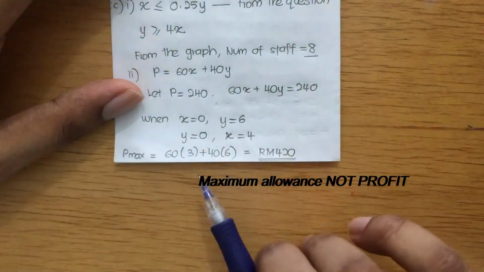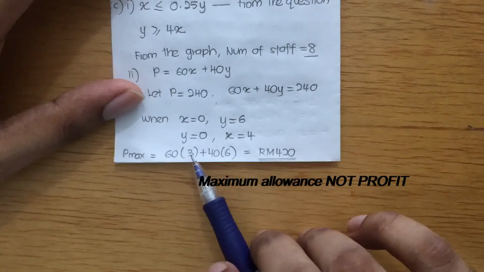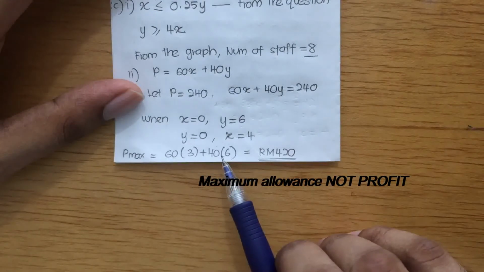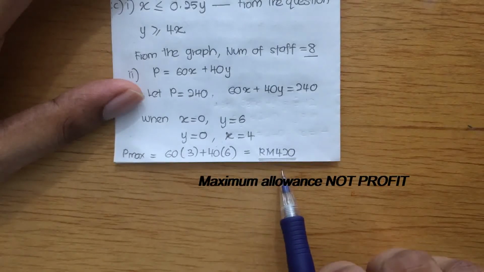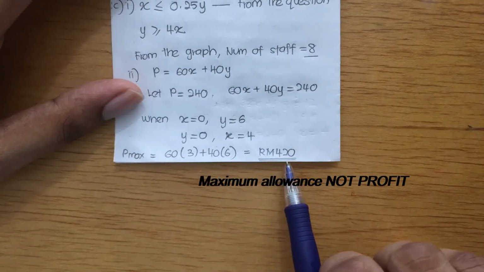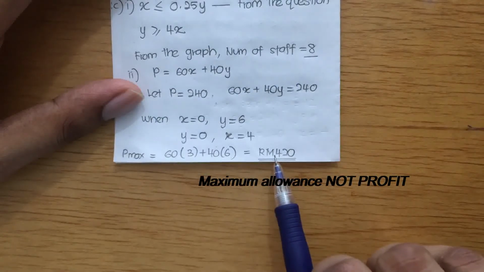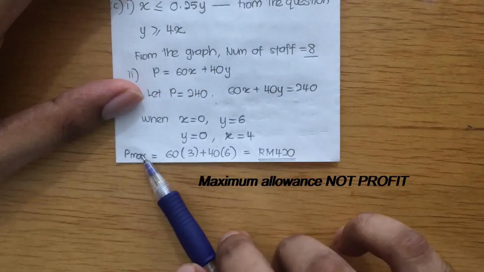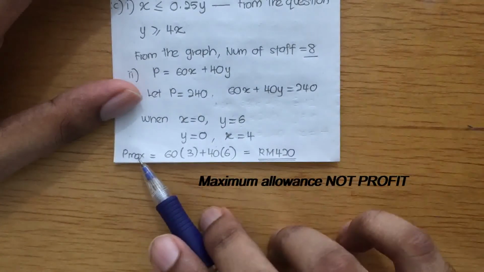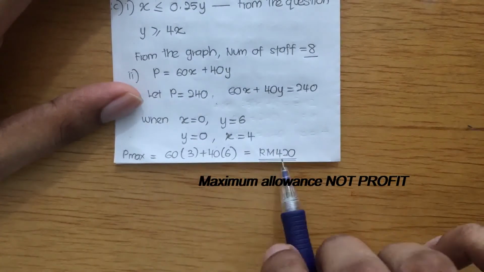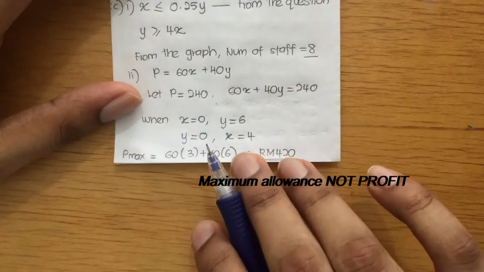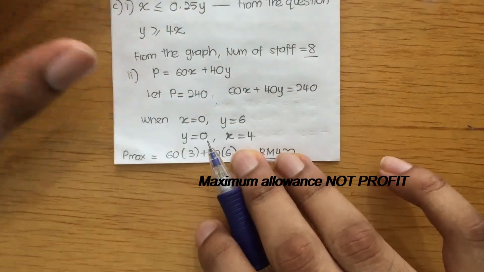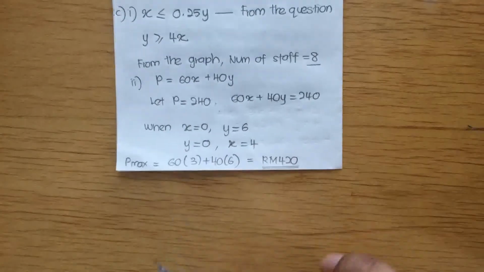Okay, what does this mean? When your number of supervisors is 3 and your number of general workers is 6, you can gain the maximum overtime allowance of 420. So this is your final answer. I wrote it in terms of P max over here, but this is not a big problem, guys. Okay, let me put back the question paper for your reference. Please hold on for a moment.